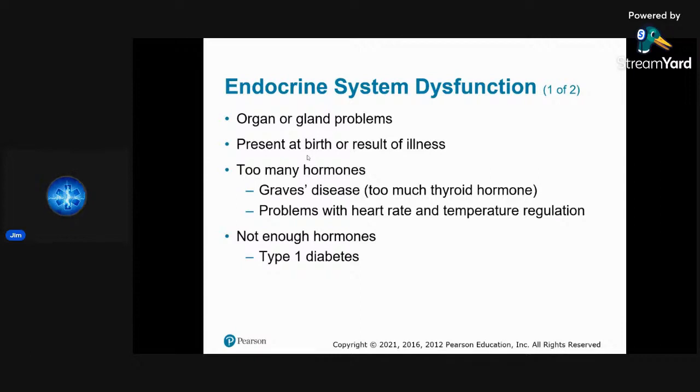Let's talk about dysfunction of the endocrine system. Organ or gland problems are present at birth or result from illness. Some of these you're born with, some of them you develop through illness. You can have too many hormones, for example Graves' disease, which is too much thyroid hormone. These patients will have problems regulating their heart rate and body temperature. Or you can have the flip side, not enough hormones, like type 1 diabetes, where you don't have enough insulin. You produce very little or no insulin, so you become a type 1 diabetic.